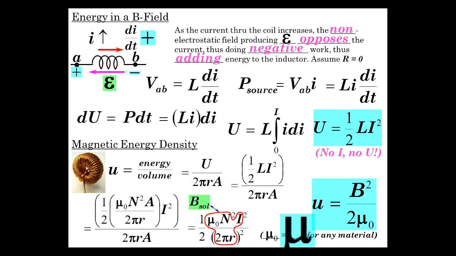Mu 0, of course, being the permeability of free space, so it's mu for any particular material. So we see that the energy density really is contained in the B field and obviously highly dependent on it.